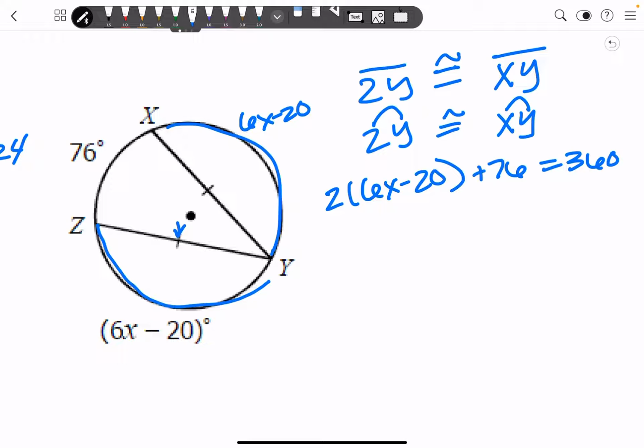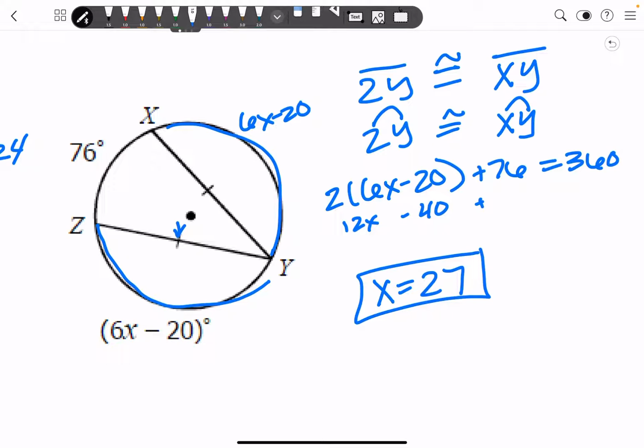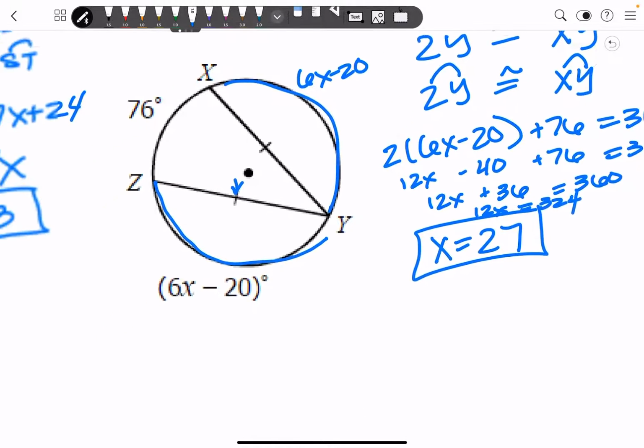And then distribute, combine your like terms, move your letter variable, add, subtract, multiply, and divide to solve for x. If you need a pause before I write the answer, do it. And you should get that x is equal to 27. And that's because I got 12x minus 40 plus 76 equals 360. So I have 12x plus 36 equals 360. And then I had 12x equals 324. Divided both sides by 12 and I got 27.